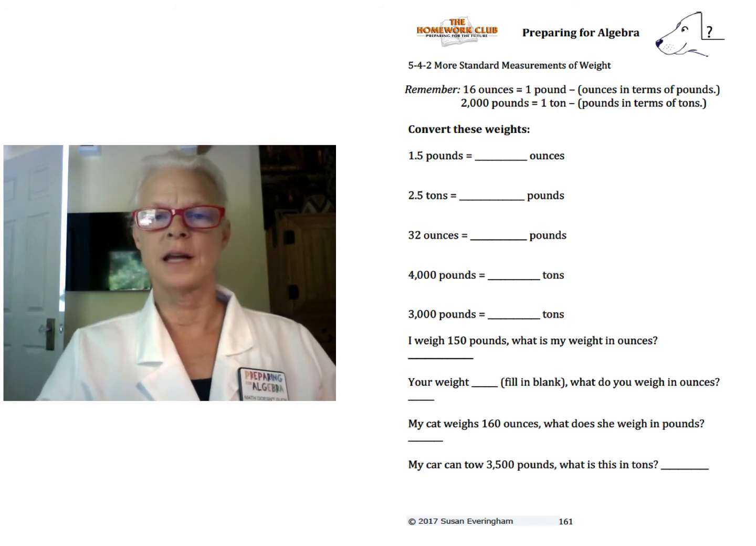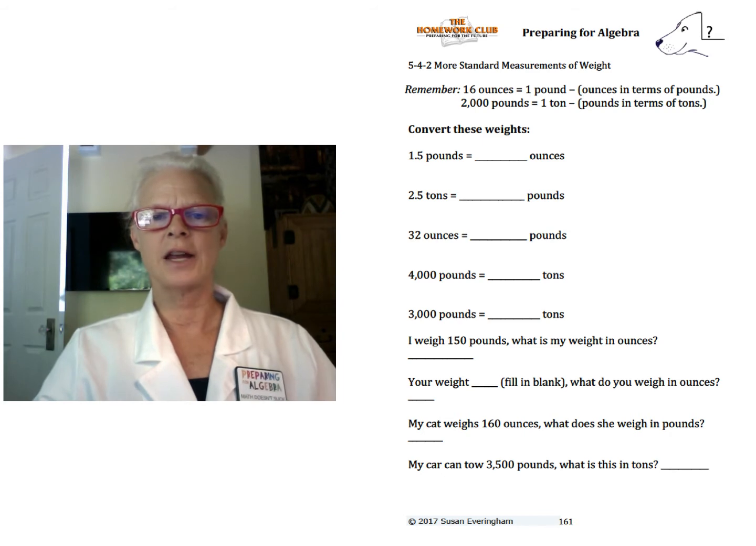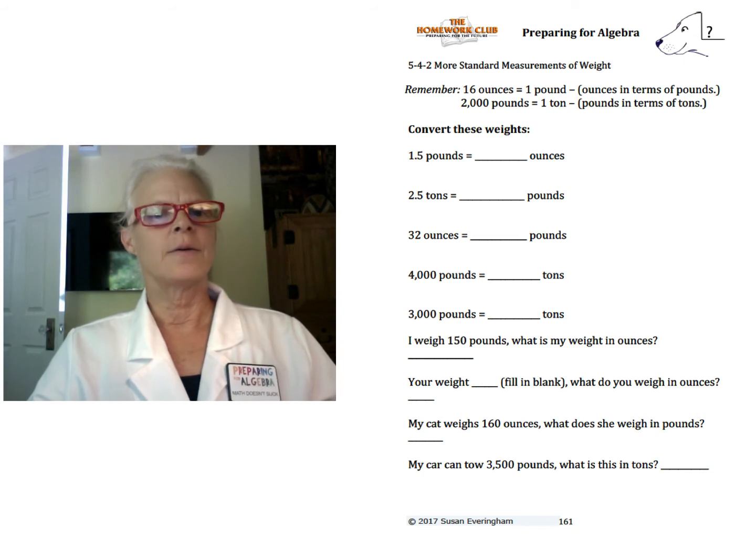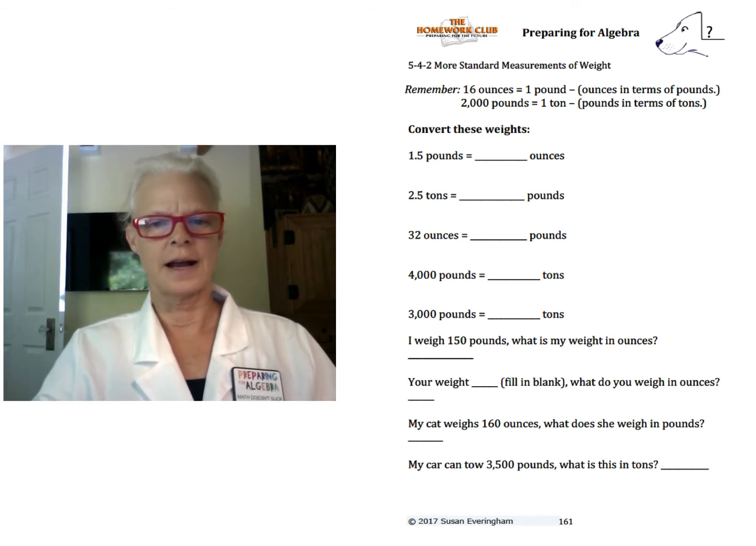Page 161, we're on standard measurements of weight. 16 ounces equals a pound, 2,000 pounds equals a ton. Like the descriptions on the previous page, go ahead and convert these weights. For example, 1.5 pounds in terms of ounces would be, right, 16 ounces to a pound. So I'll let you figure that out. And then there's a few little word problems here.